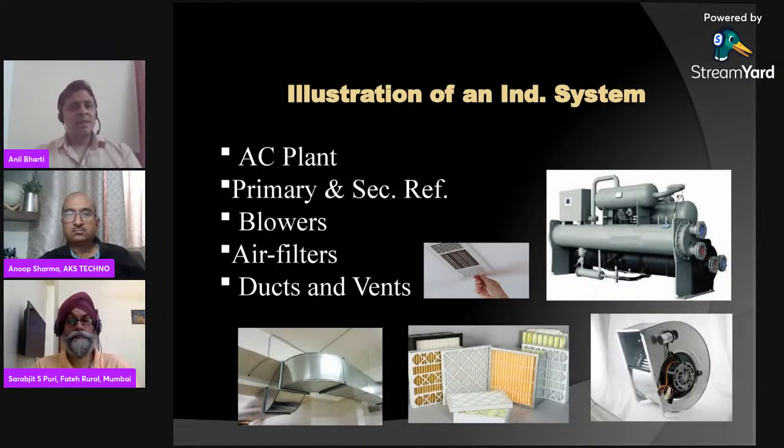So this is a typical example of an industrial system which comprises these types of parts: AC plant, primary and secondary refrigerants, blowers, air filters, and ducts. This is the AC plant. These are ducts. This is a duct. This is vents. And this is air filters, and this is blower.